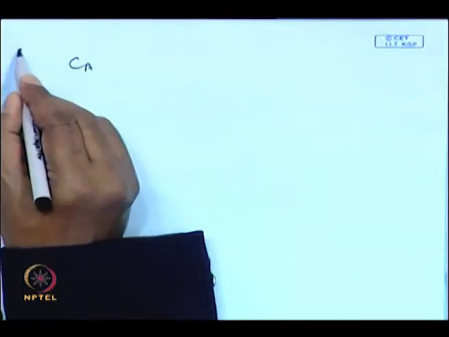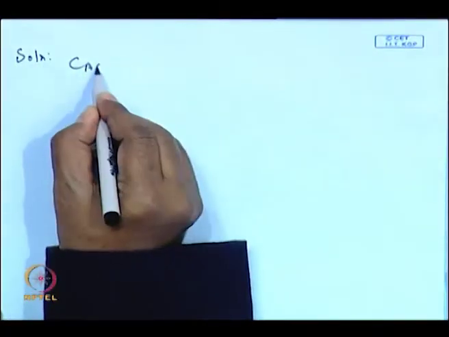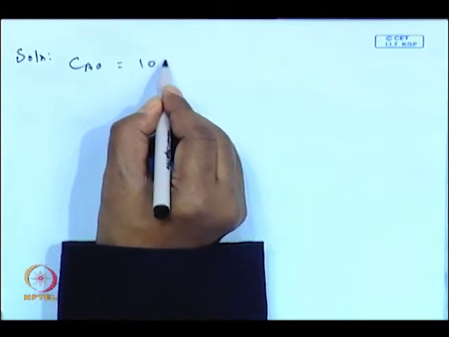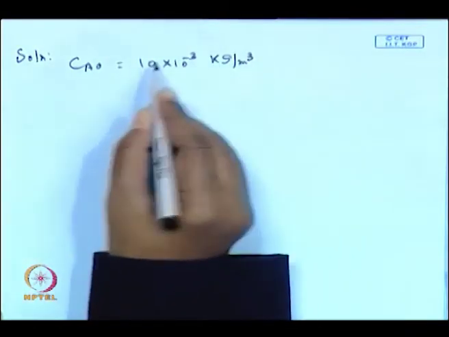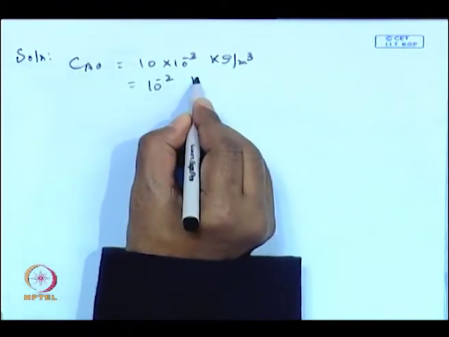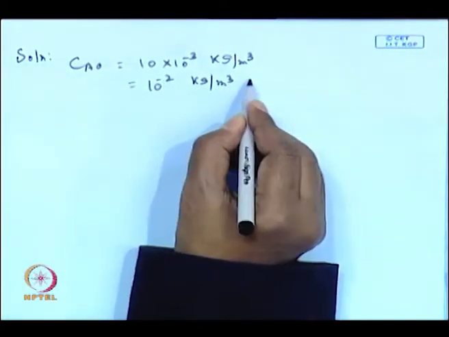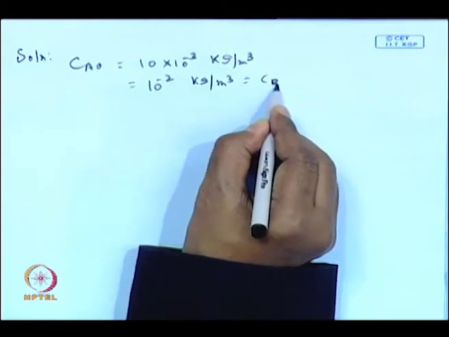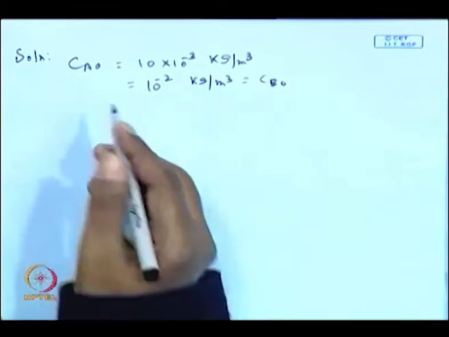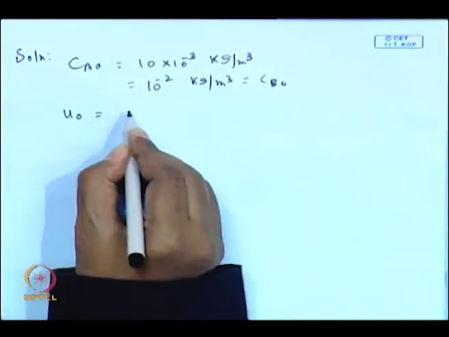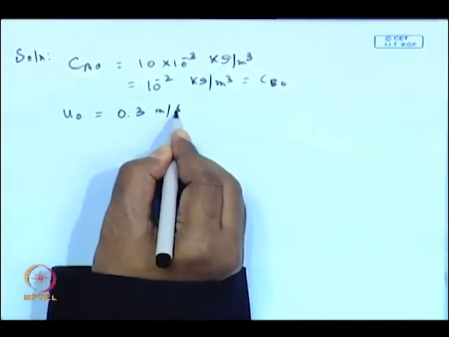So, let us look into the solution. Ca naught is equal to 10 into 10 to the power minus 3 kg per meter cube, so it will be 10 to the power minus 2 kg per meter cube, and that is the same as Cb naught. Both are 10 ppm each. U naught is given as 0.3 meter per second.